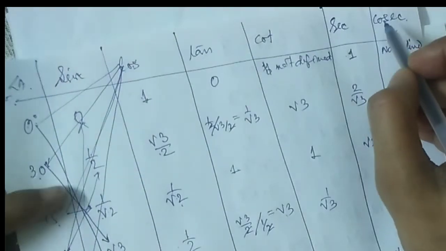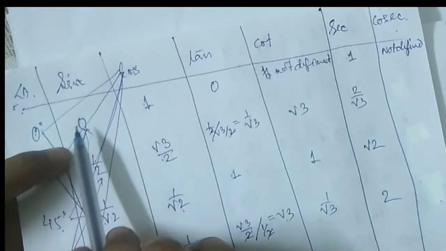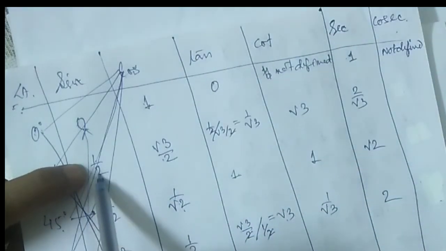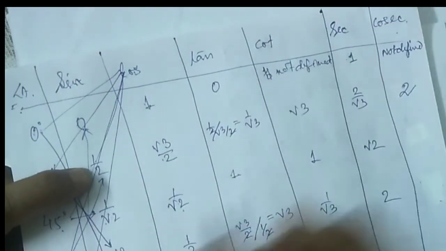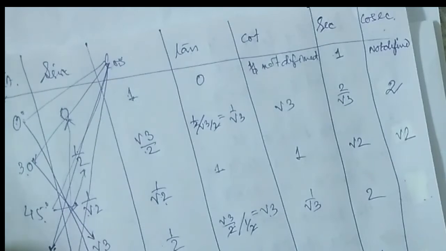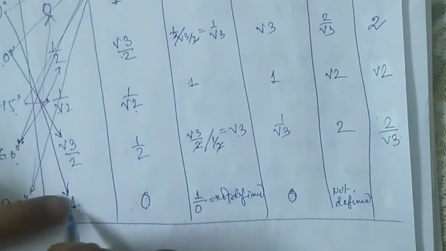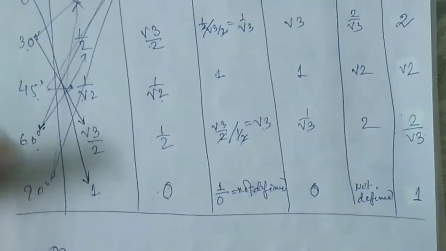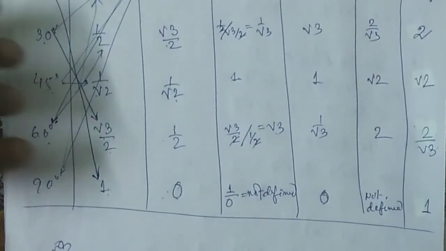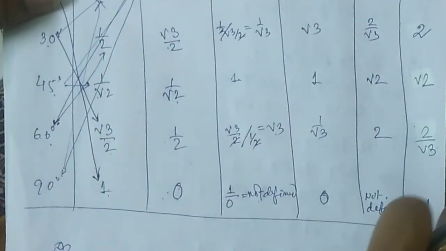Now cosec. Cosec is the reciprocal of sine. So 0's reciprocal is not defined. Then the reciprocal of half is 2. Reciprocal of 1 by root 2 is root 2. Reciprocal of root 3 by 2 is 2 by root 3, and the reciprocal of 1 is 1. So we have come to know about the whole chart, where you need to remember only the sine values, others you can get easily.